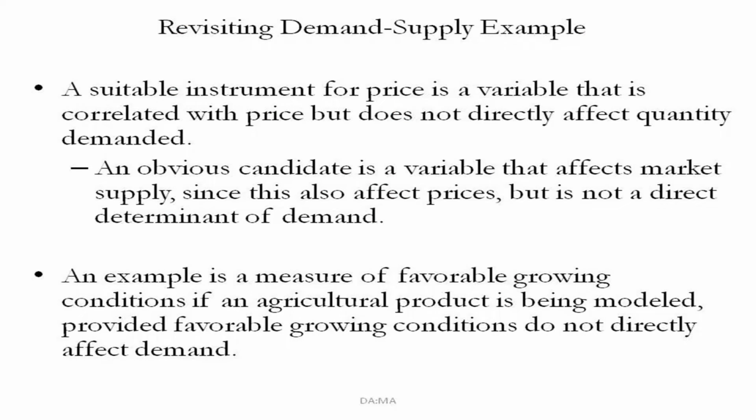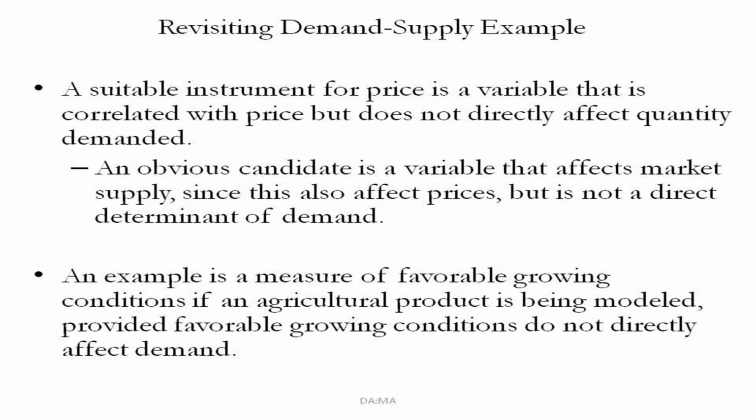So, revisiting the demand and supply example. Now that we have defined an instrumental variable, a suitable instrument for price is a variable that is correlated with price, that is correlated with x, but does not directly affect the quantity demanded, which is y. So, an obvious candidate is a variable that affects market supply, since this also affects prices, but is not a direct determinant of demand. This is exactly what we saw in the supply shifter before: a variable that shifts the supply function, and as you shift the supply function, it does not affect the quantity demanded. So, we have an instrument Z that shifts the supply function, hence it affects prices, but it does not affect quantity demanded directly.